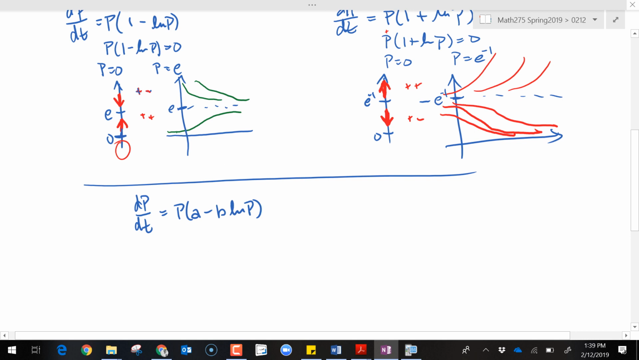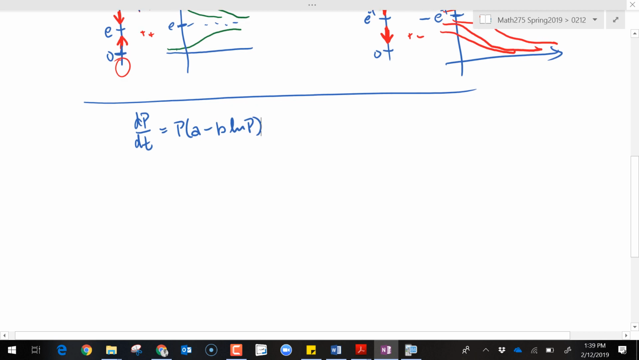So how would you solve for this? This is again separable. There's no t's in there, right? So dP over P(a minus b ln P) is equal to dt. How would you solve for this one? Is this another partial fraction? No? What is it? What would you do? Bernardo shook his head. How about a u-substitution? What would you let u equal to?